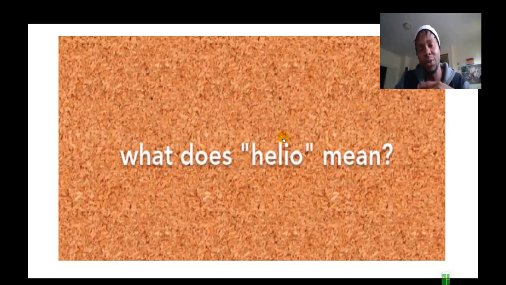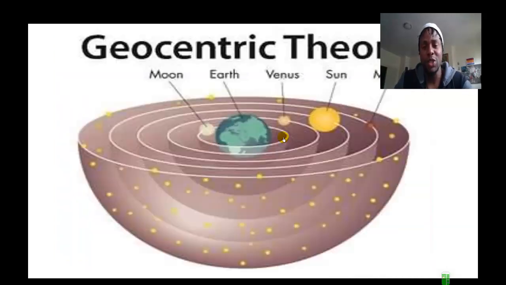On the other hand, the word helio, derived from the word helium, simply means the sun, or to produce helium, or to emit heat, something that is hot. So helio means sun for the sake of this content. All right, so now that we know what those two words mean, what does geocentric model mean? The word centric simply means to be at the center of something. So geocentric simply means earth at the center.